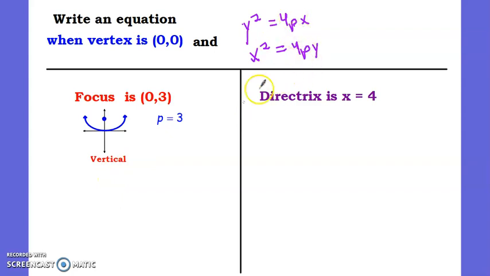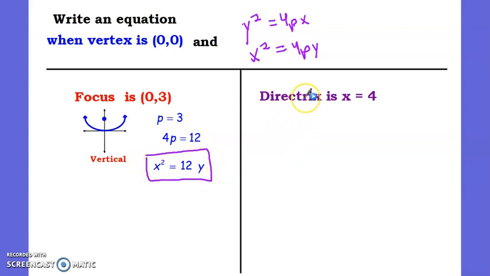All we really need to know is that p-value and understand whether it's positive or negative and how to lay this out. Because it's a vertical axis of symmetry, we're traveling upward, we know that we're going to be x squared equals 4py. Because p is 3, that means that 4p is 12, and our final equation would be that x squared equals 12y. And we've got it done.